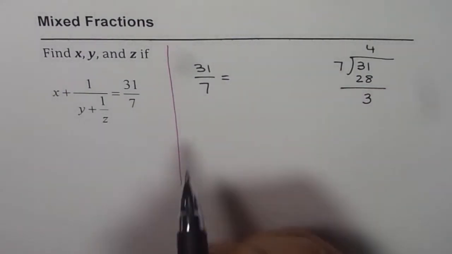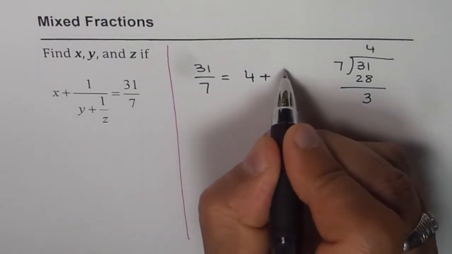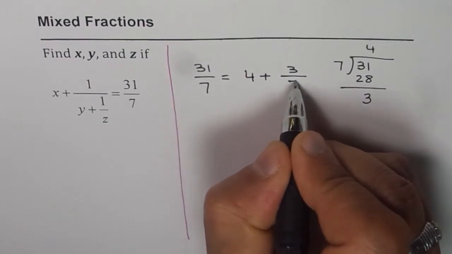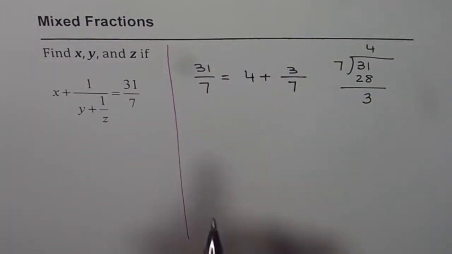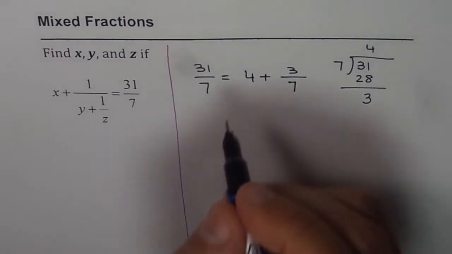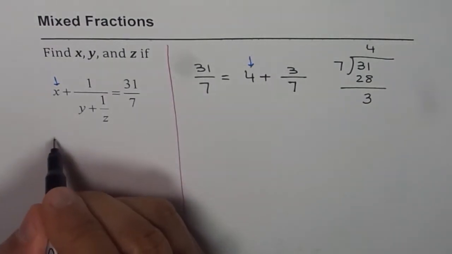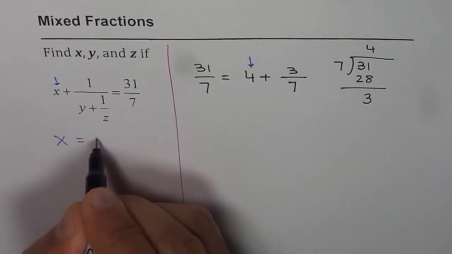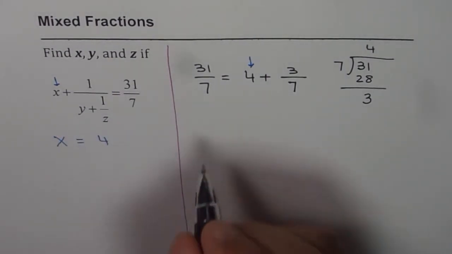So I can write 31 over 7 as 4 plus the remainder 3 divided by 7, the denominator. Now that gives us one answer at least, and that is this value of x. We can say, well, it looks like x is equal to 4. Okay, let's move on further and figure out what y and z could be.